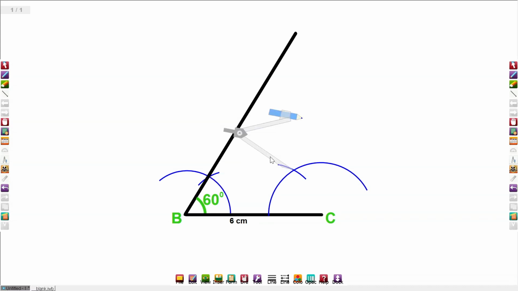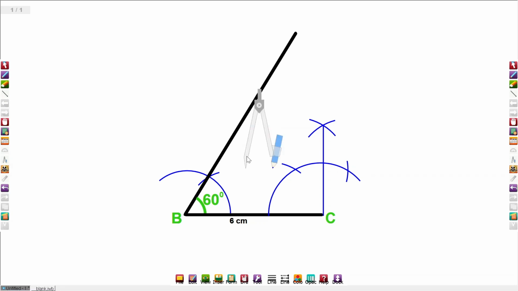Locate the center of the compass at the intersection point and then draw a third circular arc, and then a fourth, and then a fifth. Join the intersection point of the last two circular arcs and the point C and we get an angle that measures 90 degrees. Angle C measures 90 degrees. However, we want angle C to measure 75 degrees.